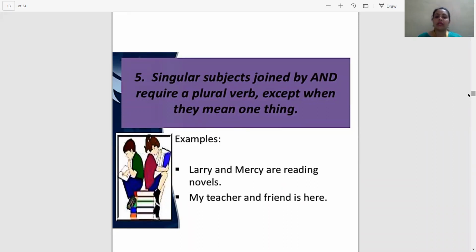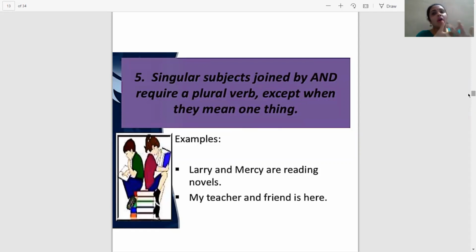Larry and Mercy are reading novels. My teacher and friend is here. My teacher and friend. Now, naturally, somebody could be a teacher to someone as well as a friend to the same person. Okay, like suppose if I say my doctor and friend, that means I'm talking about one person. Doctor and friend are not different. That doctor could be my friend.